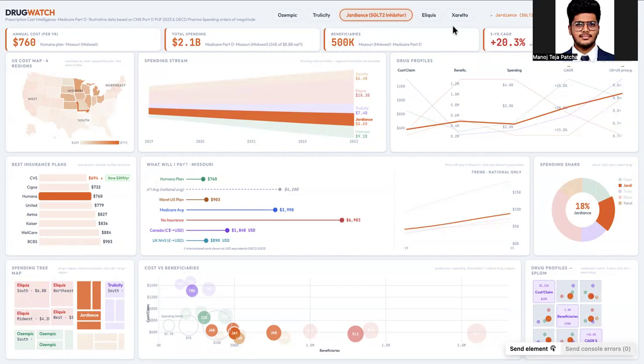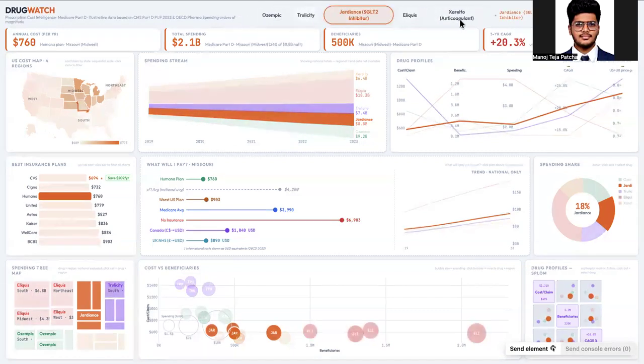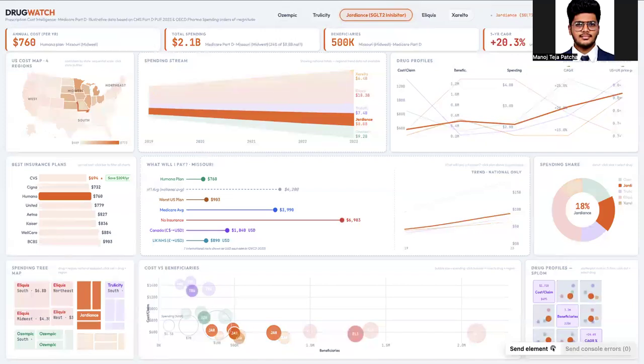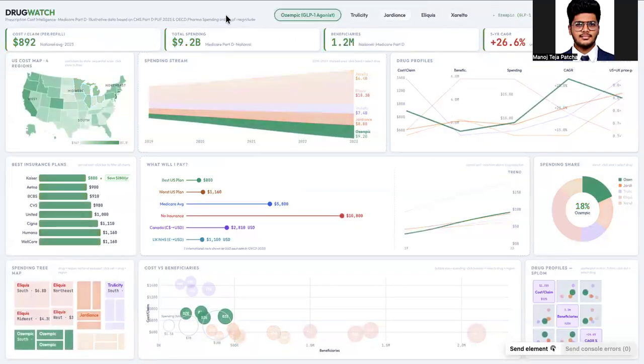Hope I'm audible. So today I'll be presenting the DrugWatch dashboard, a prescription drug cost intelligence visualization tool designed to analyze Medicare Part D spending and insurance plan pricing across five major medications like Ozempic, Trulicity, Jardiance, Eliquis, and Xarelto. These are related to weight loss, diabetes, and cardiovascular care.